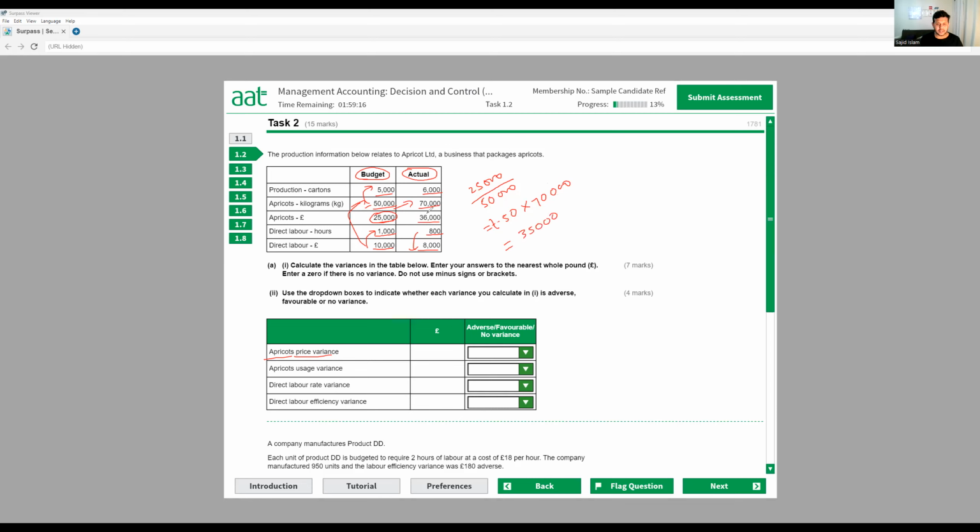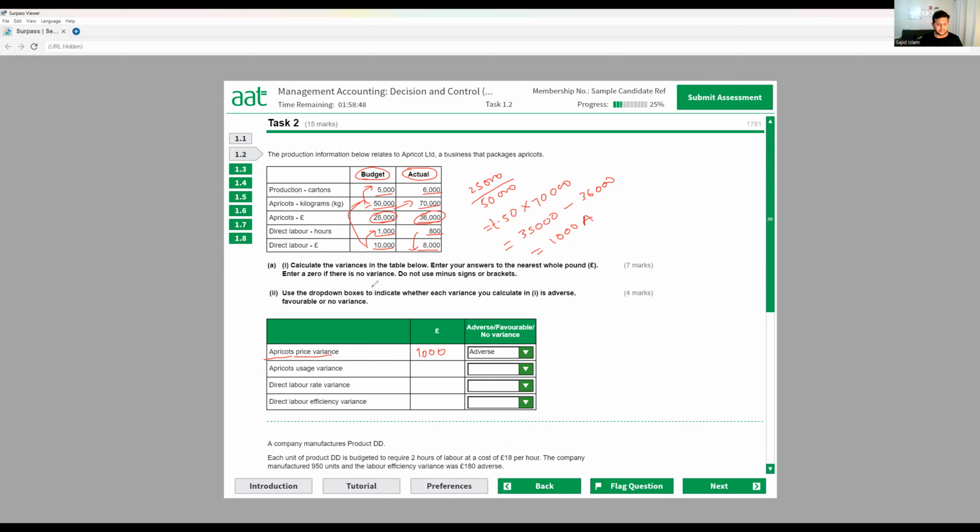But the actual we can see is 36,000, so it is more than my plan. So 1,000 is more than I budgeted. That means 1,000 is an adverse variance, because my actual is more than the budgeted.